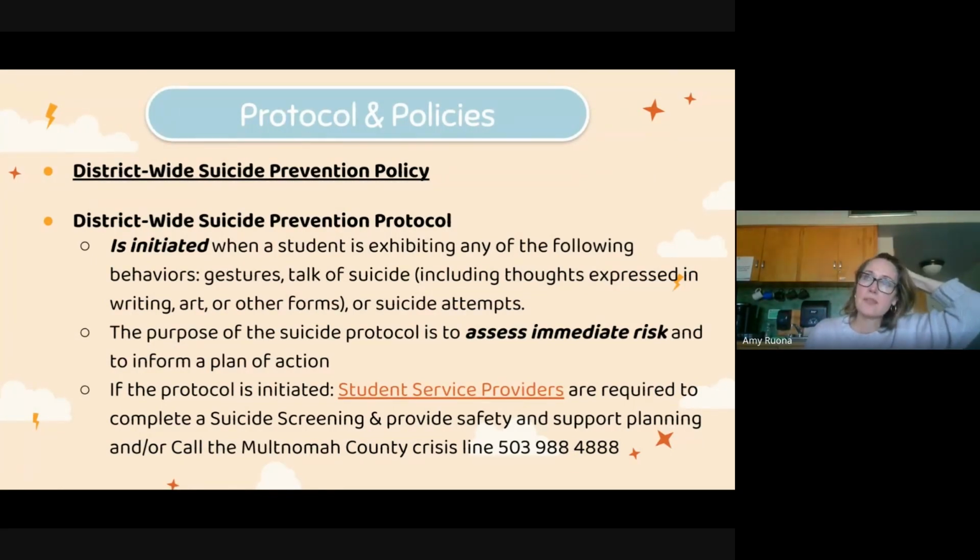I think I'm thinking of a specific situation that was on a Friday night with a community-based provider, with a partner. The student had gone home and was texting the partner and talking about suicidality.